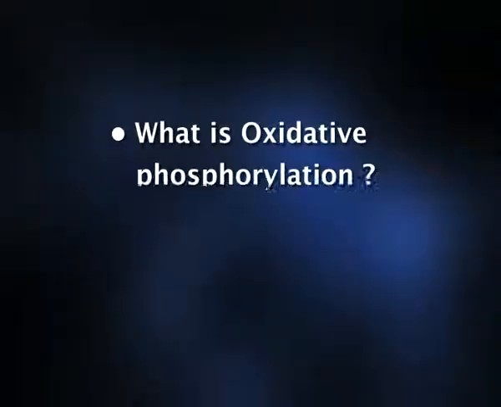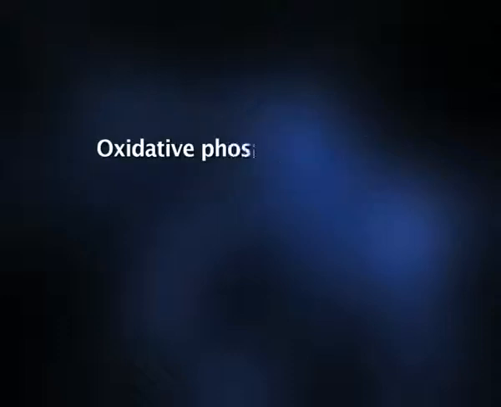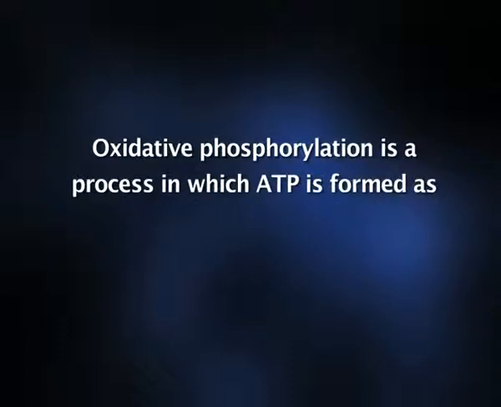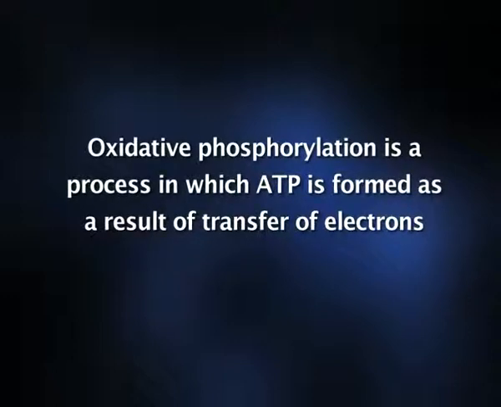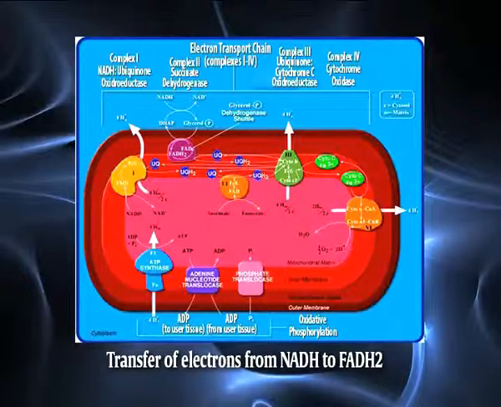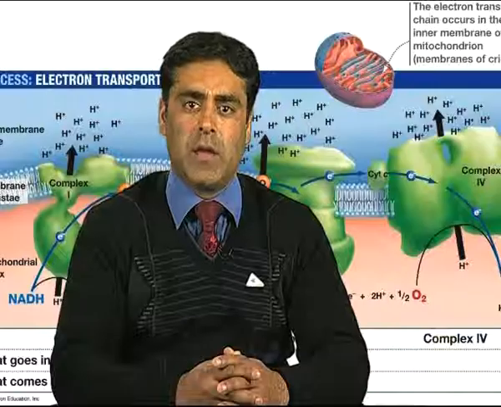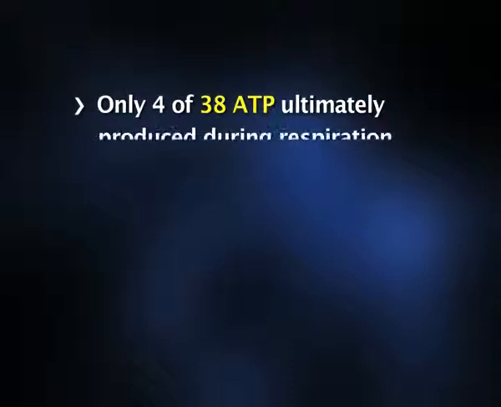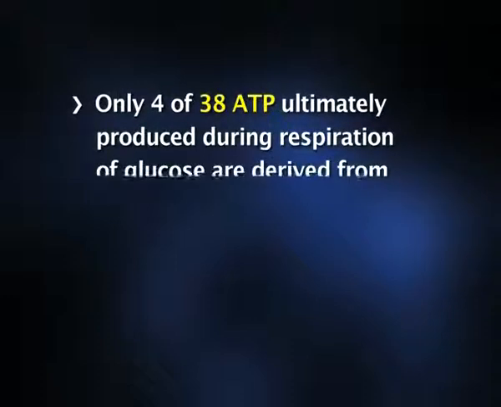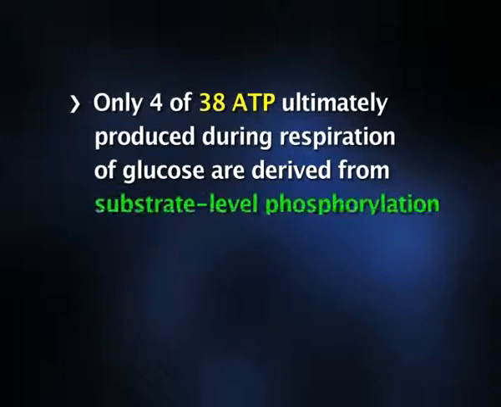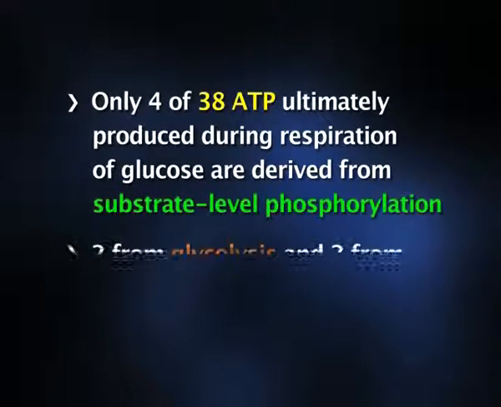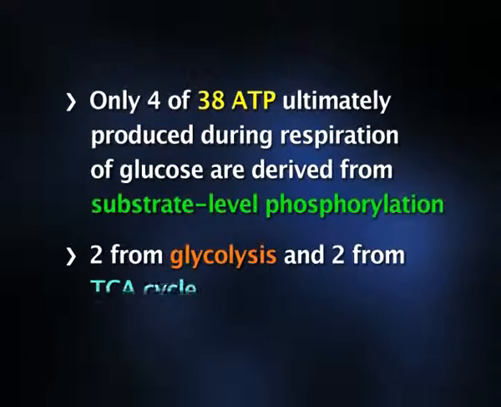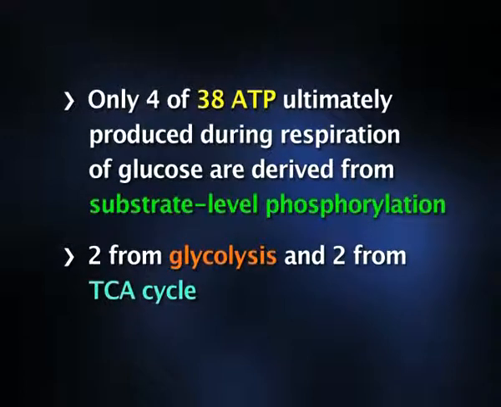Now, what is oxidative phosphorylation? Oxidative phosphorylation is a process in which ATP is formed as a result of transfer of electrons from NADH and FADH2 by a series of electron carriers. The electron transport chain generates no ATP directly. Only 4 of 38 ATP ultimately produced during respiration of glucose are derived from substrate level phosphorylation, 2 from glycolysis and 2 from the TCA cycle.